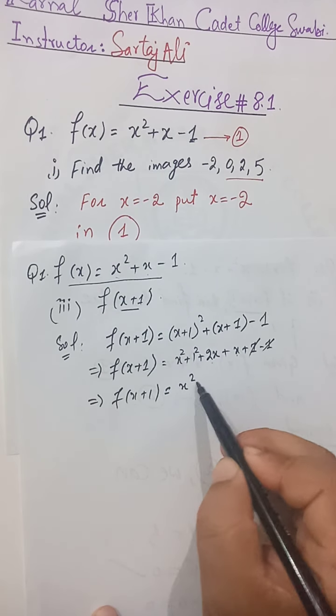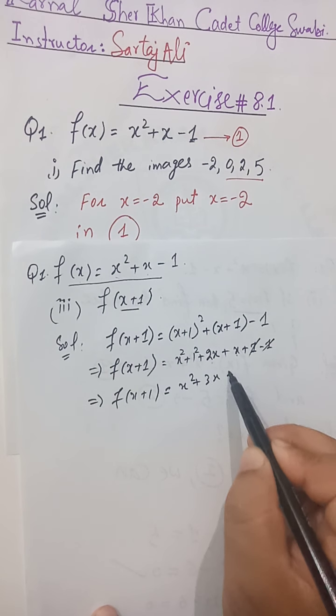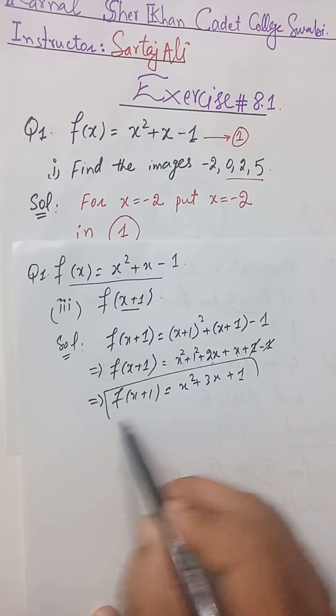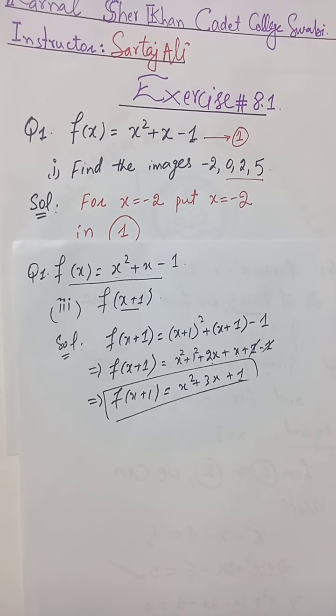Now x and 2x, this is 3x and 1 squared means 1. So this is the required function having argument x plus 1.